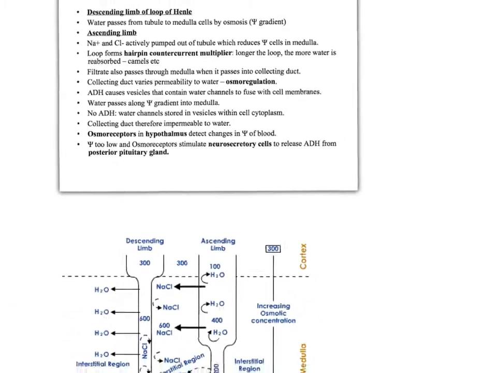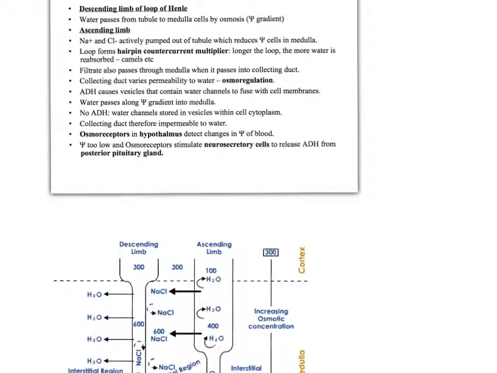So the other thing, and the fact that the descending limb and the ascending limb are so close together creates what we call a hairpin countercurrent multiplier. And what that essentially means is that it's the active removal of the sodium ions in the ascending limb that actually creates a water potential gradient for water to move out of the descending limb. And that requires the descending limb and the ascending limb to be close together.